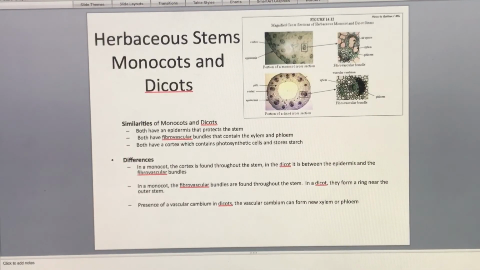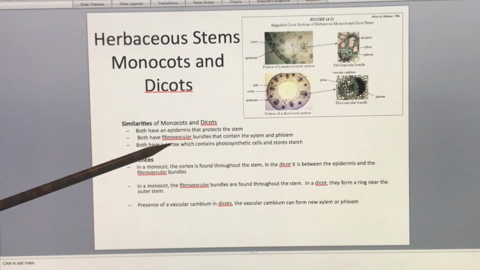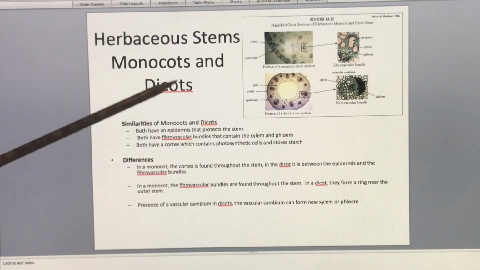All right, so let's look at herbaceous stems in monocots and dicots. They have some similarities. They both have an epidermis that protects the stem. They both have fibrovascular bundles that have xylem and phloem, and they both have a cortex in the stems which contains photosynthetic cells and stores starch.